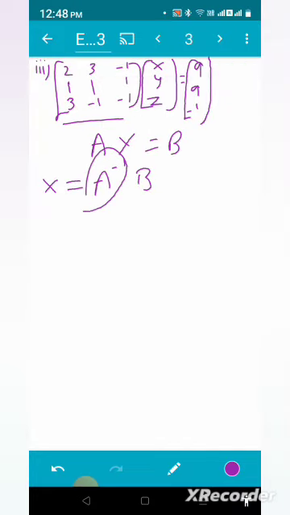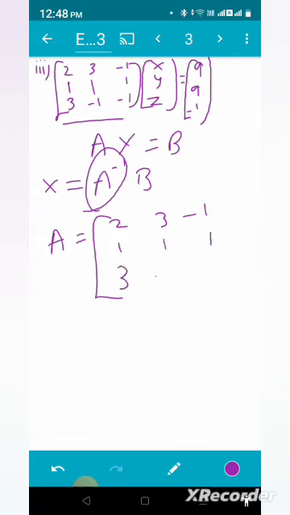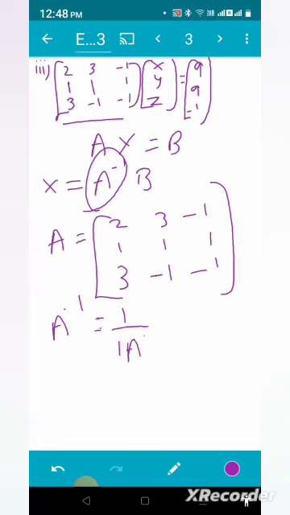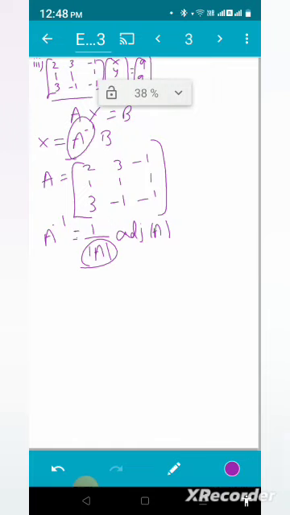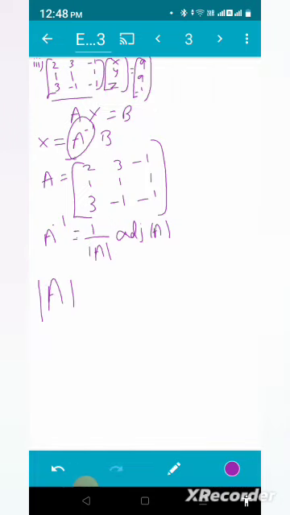So we have to find the A inverse value for this. So A is equal to 2 3 minus 1, 1 1 1, 3 minus 1 minus 1. A inverse is equal to 1 by determinant of A into adjoint A. So first we have to find the determinant of A value. Determinant of A is equal to 2 into corresponding row and columns are get cancelled, minus 1 plus 1, that is 0. So I can put 0 here.